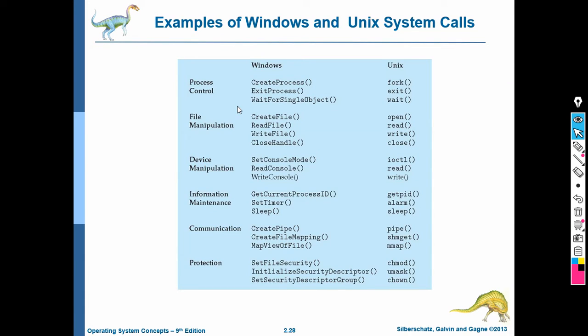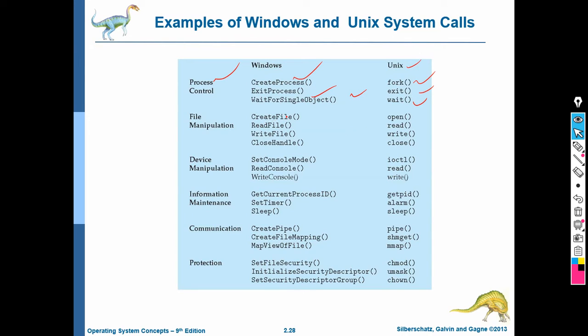Now, looking from the Windows and Unix perspective, these different kinds of system calls are available as part of the different services. If you look at process control, in Windows we have create process, whereas in Unix we call it fork. Since we are implementing our lab programs using Unix, you can probably see that while creating a child process, we'll be using this fork system call. To exit, we have exit process. In Windows we say wait for single object, and we have a wait here.